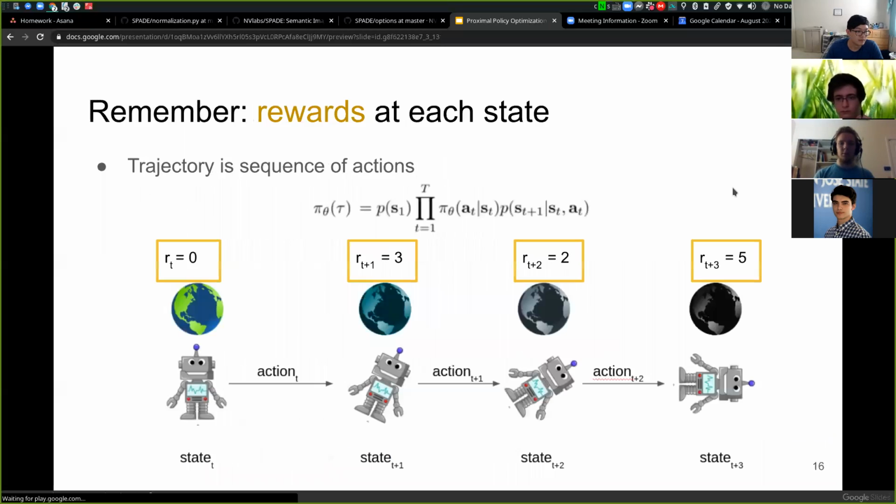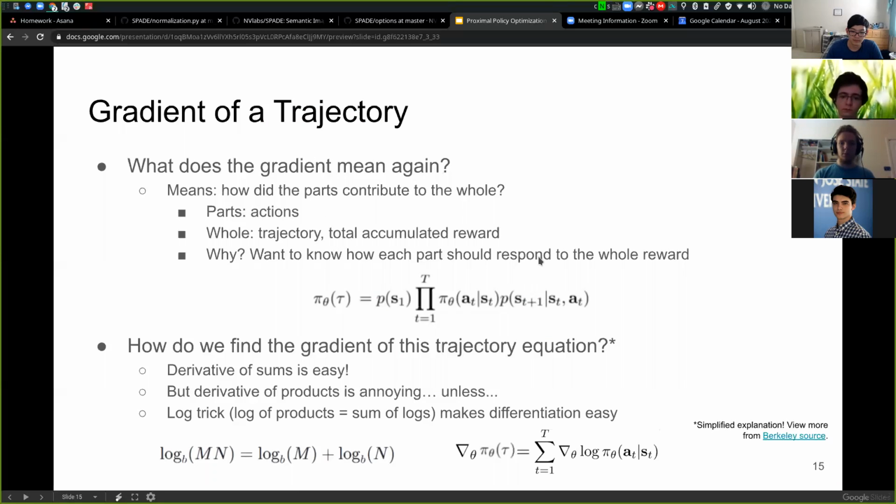Okay. Where does the P of S of 1 go in the gradient? That's a good question. So P of S of 1 and then P of S of t plus 1 given S t and A t, these ones actually don't depend on our parameters theta. So because they're independent, that means it's not part of the gradient. Good question.